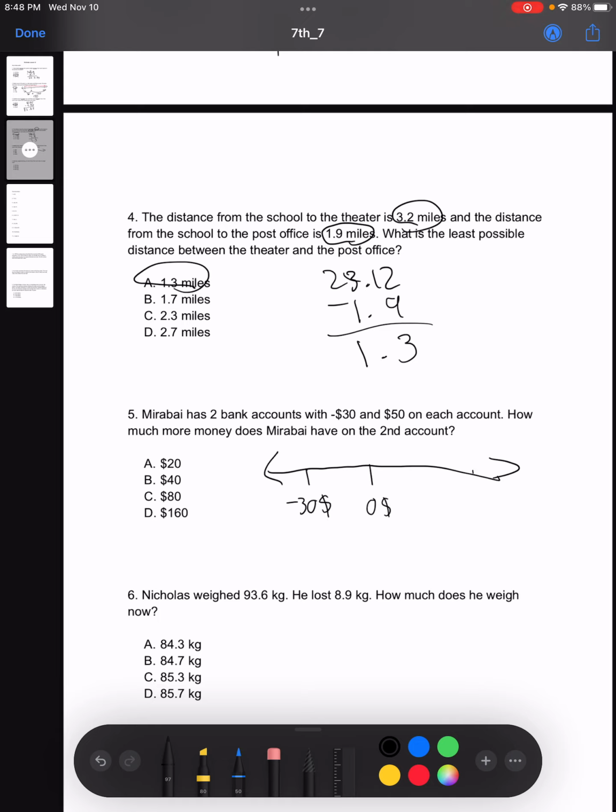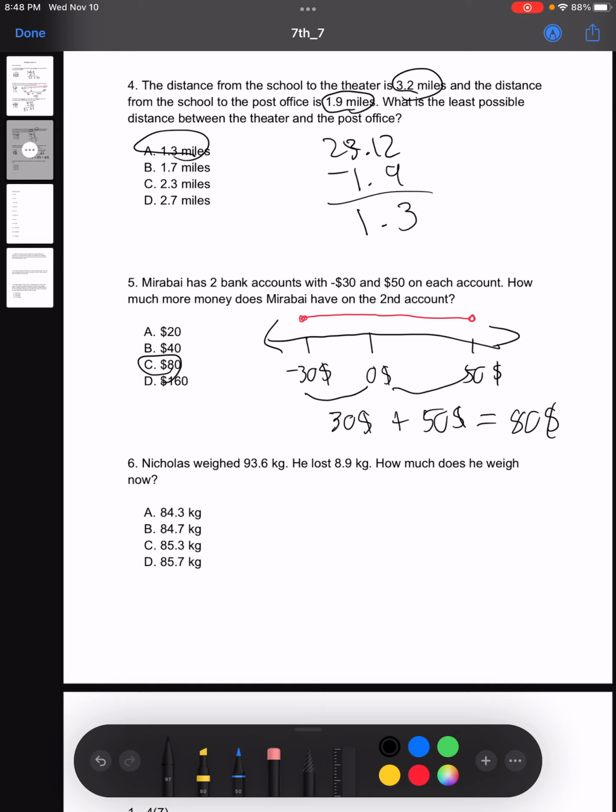$0, and $50. Again, we're looking for the distance between these two numbers. So if we find the distance from negative 30 to 0, that would be $30. And from 0 to 50, that would be $50. Add the two, and the total distance is $80. So in other words, Mirabai has 80 more dollars in the second account. Therefore, our answer would be C.